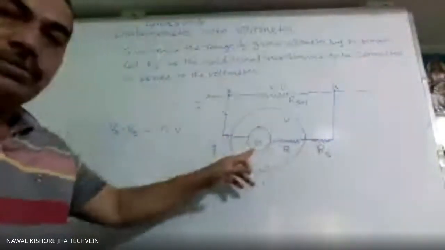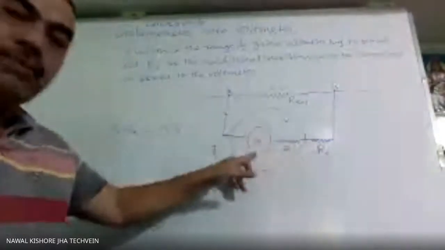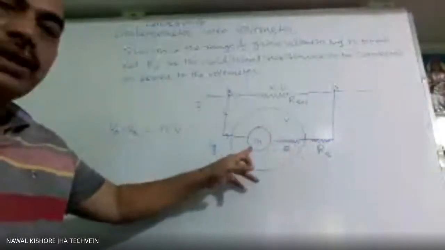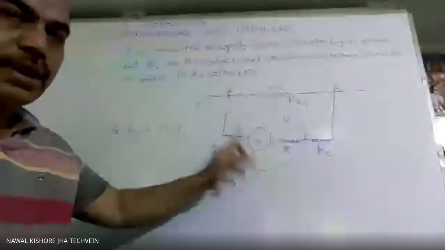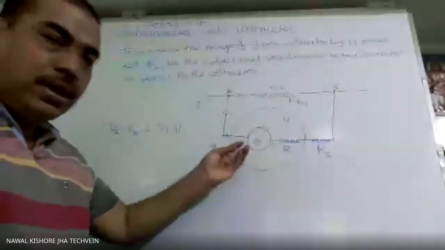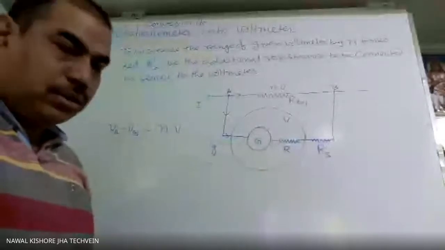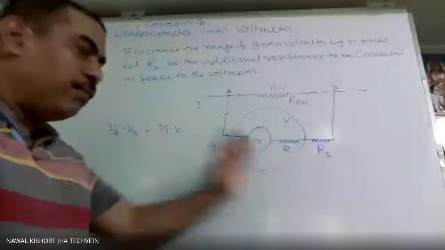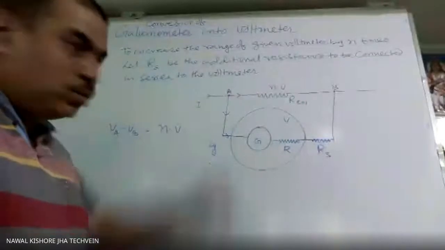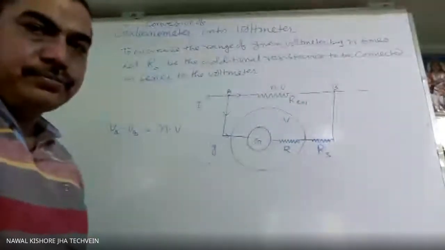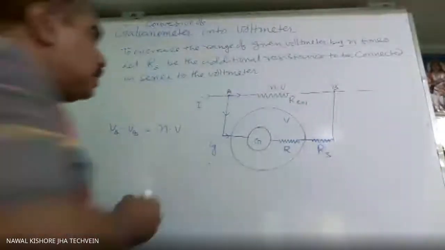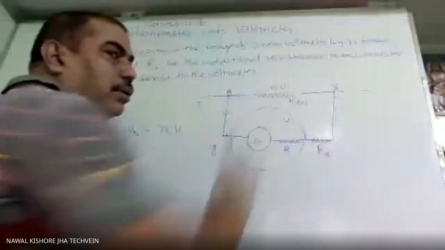As they are connected in series to the galvanometer, we can't change the current through the galvanometer, as it is very sensitive. If you cross the limit, the galvanometer will be damaged. So this current we can't change. Whatever additional or extra voltage is there, it should drop across the additional resistance only, not across this. And for that, we have used this one.